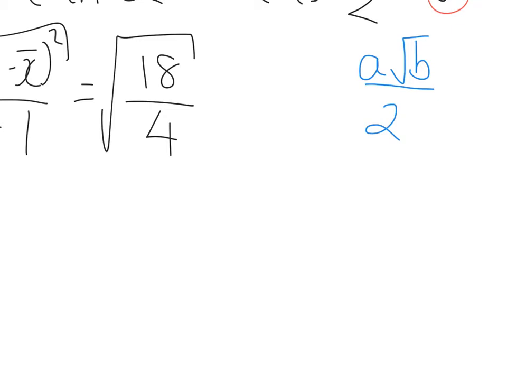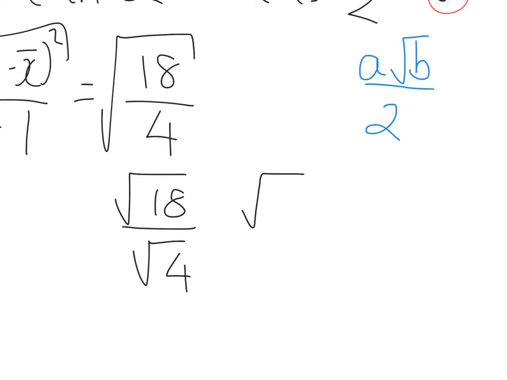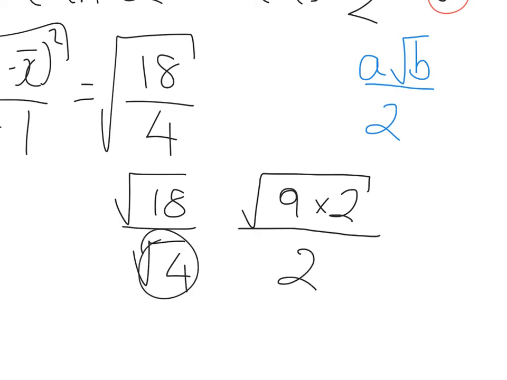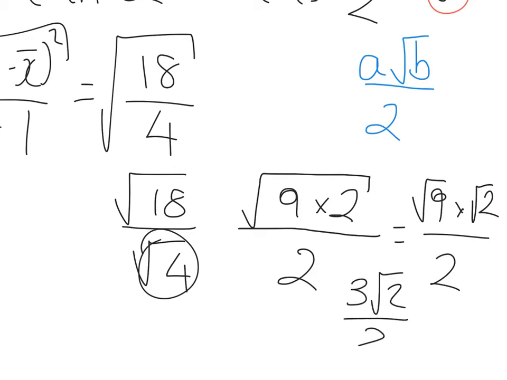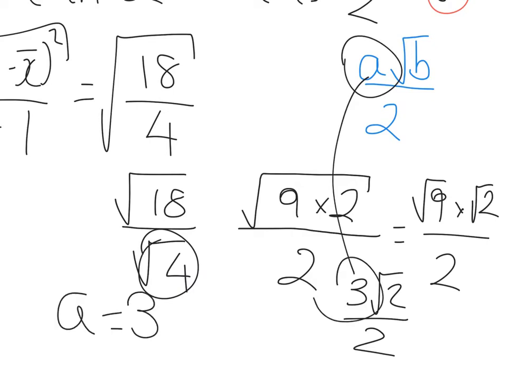So we're now looking at some surds. Root 18 over 4. Well, that's just root 18 divided by root 4. Well, root 18 is square root of 9 times 2. So 9 being the biggest factor of 18 in my square numbers, over root 4, which is 2. That's root 9 times root 2 over 2. Root 9 is 3, so that's 3 root 2 over 2. So we can see clearly that a is equal to 3 and b is equal to 2.